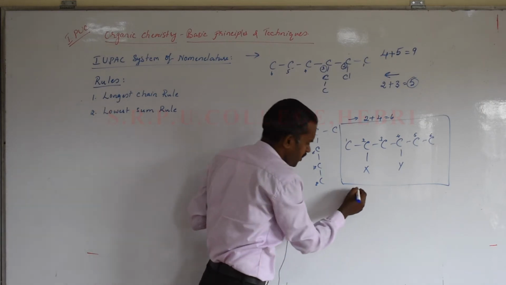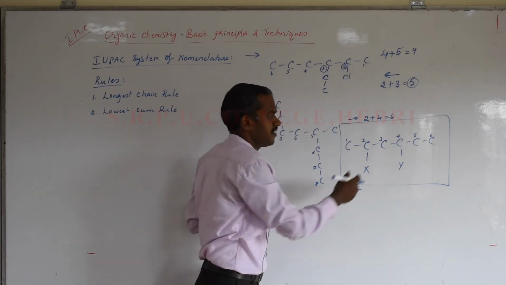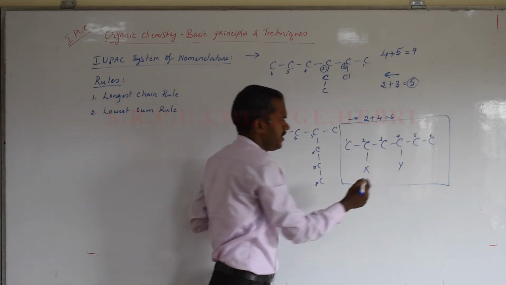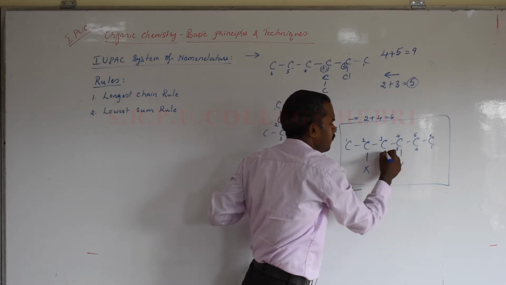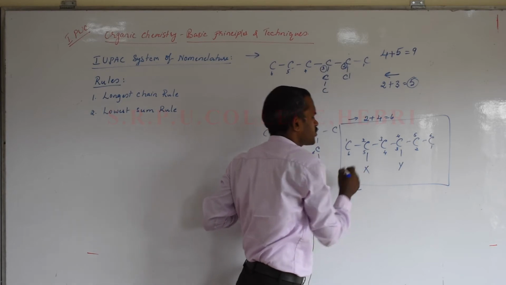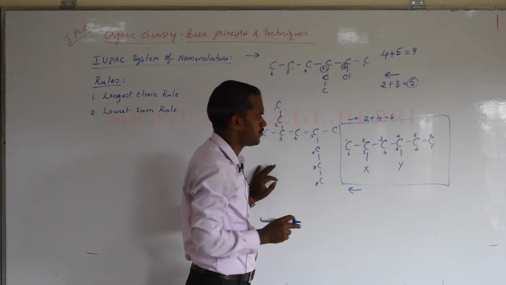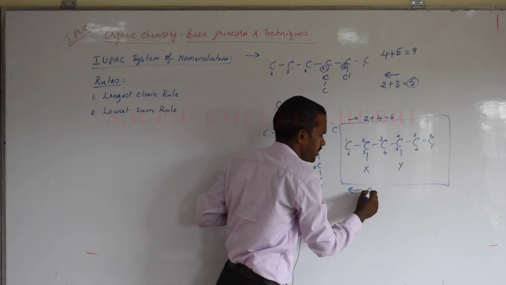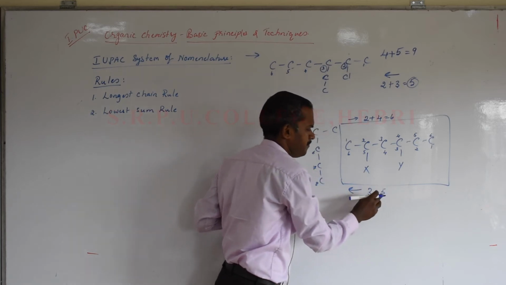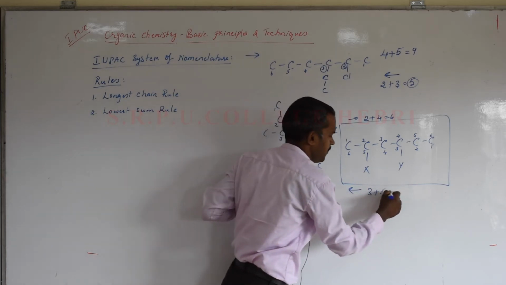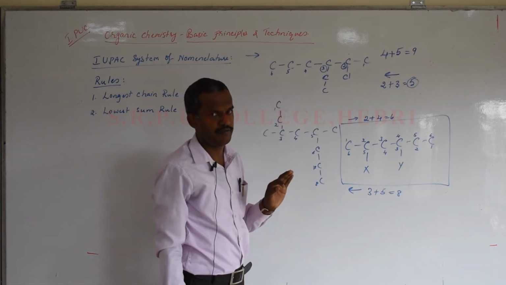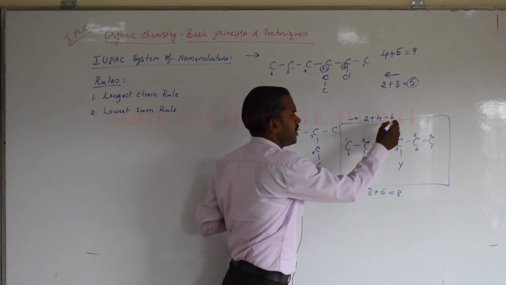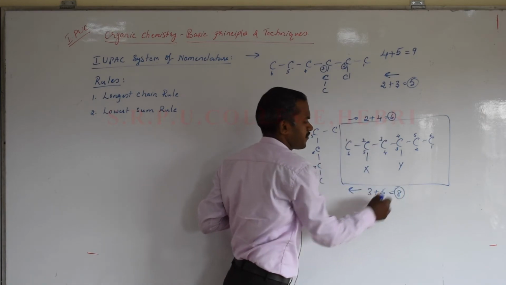Suppose you number it from right to left, in this direction: first carbon atom, second, third, fourth, fifth and sixth carbon atom. Look at the positions of the substituents. It is the third carbon atom and fifth carbon atom. 3 plus 5 becomes equal to 8. So which is the right numbering? It is left to right, because the lowest sum comes here.